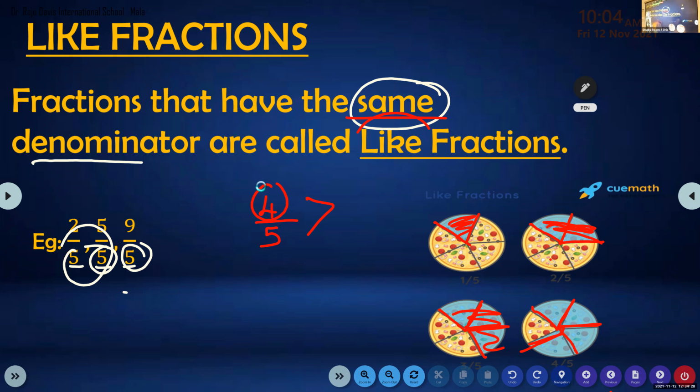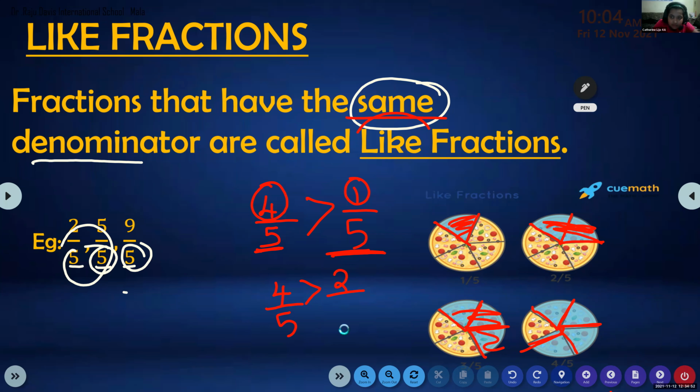Can you see the numerator? That is greater. If it is like fractions, we can compare 1 by 5. If the denominators are same, we will say they are like fractions. And if the denominators are same, we will check the numerator. Which numerator is greater? That fraction is going to be the greater one.